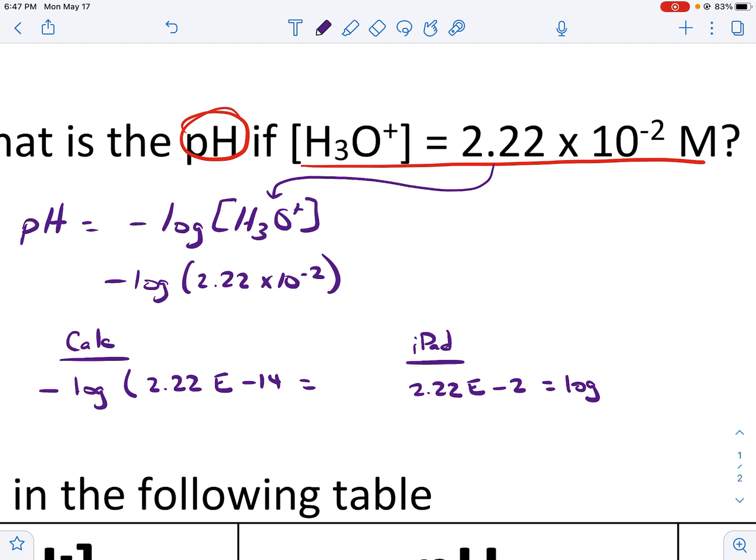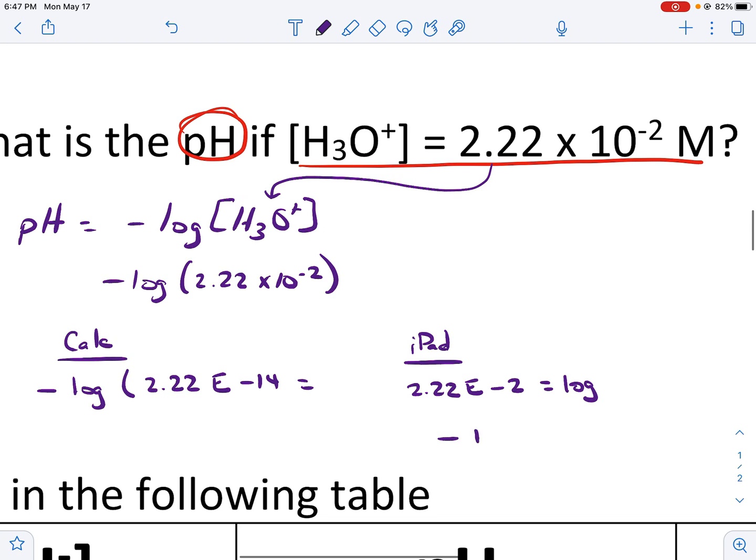And you're going to have a negative sign on that. When you type this in, let me type it in myself here: negative log 2.22, negative 2. You're going to get negative 1.6536. We're still going to only keep 2 decimals, but on this one you just wipe off the negative sign and make it 1.65. So your overall answer should be 1.65, and that should work for both of them.